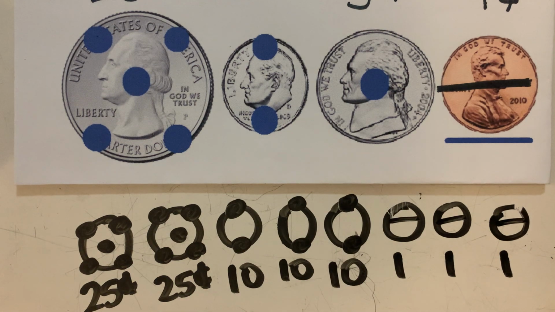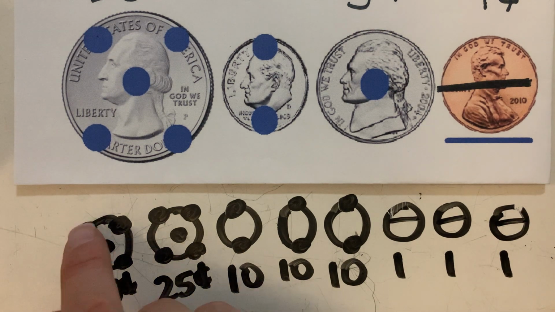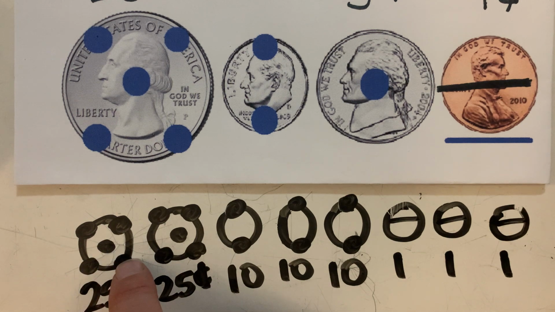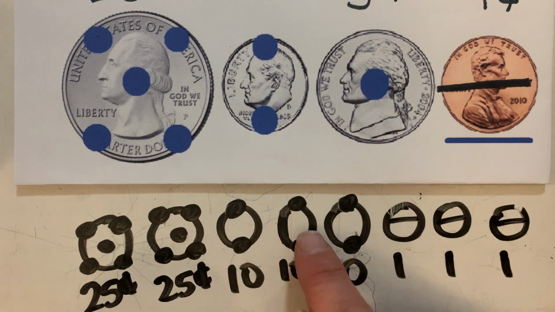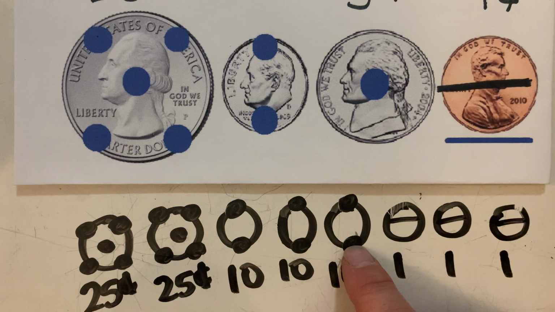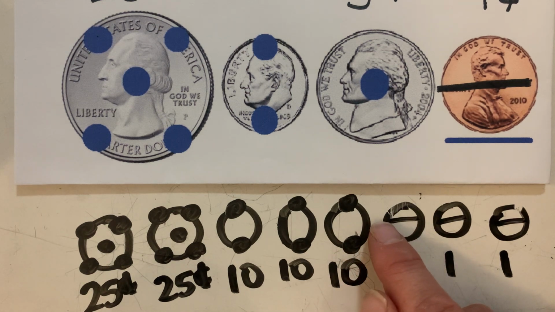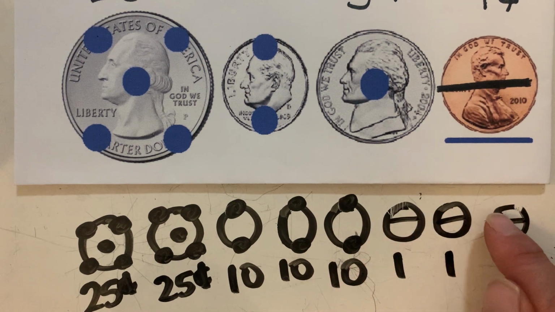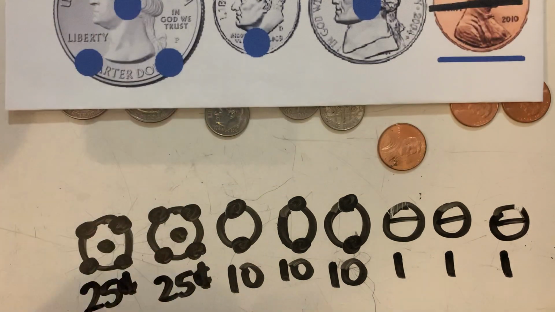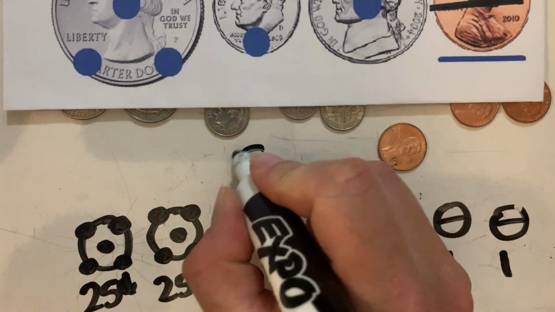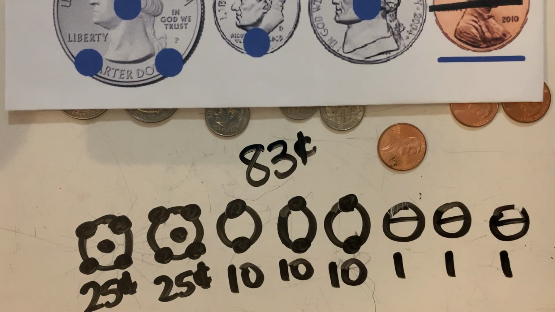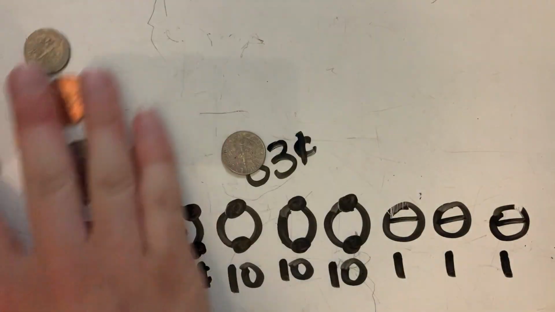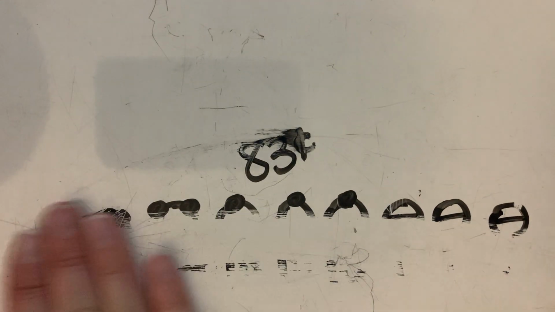All right, so now let me count. 5, 10, 15, 20, 25, 30, 35, 40, 45, 50, 55, 60, 65, 70, 75, 80. And now these are ones. 81, 82, 83. So this has a total value of 83 cents. All right, let's try one more. I hope you're getting the hang of this.